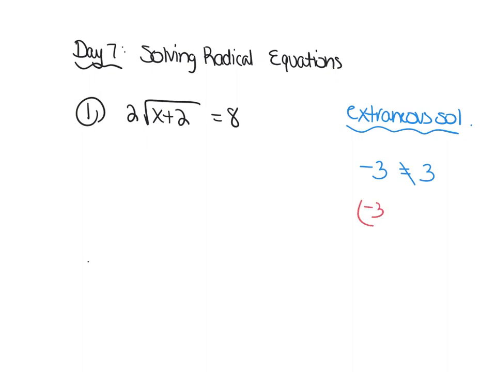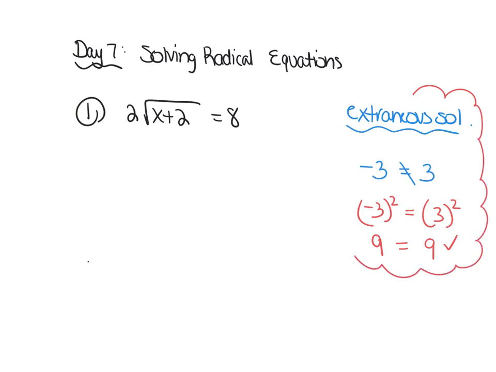But if I take -3 and square it, does that equal +3 squared? And you can see it does. Does that mean that -3 equals 3? Still no. So what happens with solving radical equations, when you square both sides, you can create a solution that looks like it's going to work, but in the end, it does not. So it's very important to always check your work. You have to.